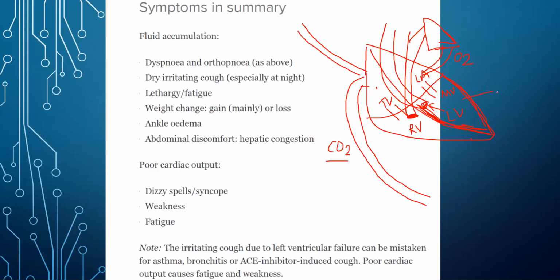So if the problem is in the pump, that's called a systolic problem or systolic heart failure. Because when the heart contracts, the blood flows through the aortic valve into the aorta and then goes to the whole body. So if the pumping action is impaired, that suggests systolic heart failure.